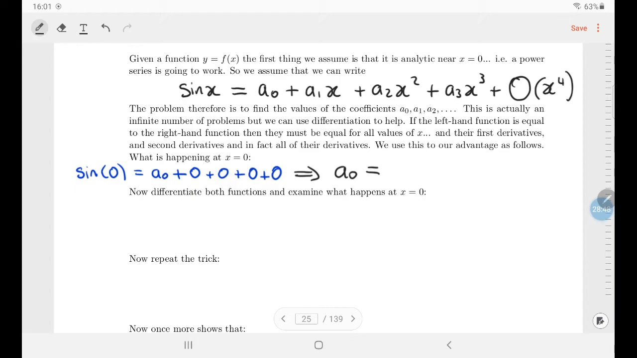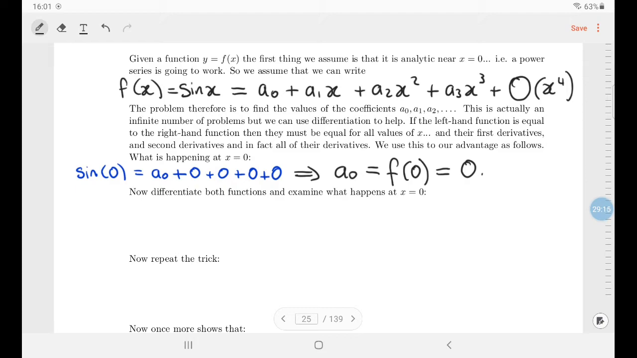Now just to make this more general for later on, suppose this was f of x. If I do that, a0 is equal to the value of the function at 0, in this case sine of 0, which is 0. Okay, now if you want to find a1, you can differentiate both sides of this. Justifying that is a bit tricky, but we won't worry about that.